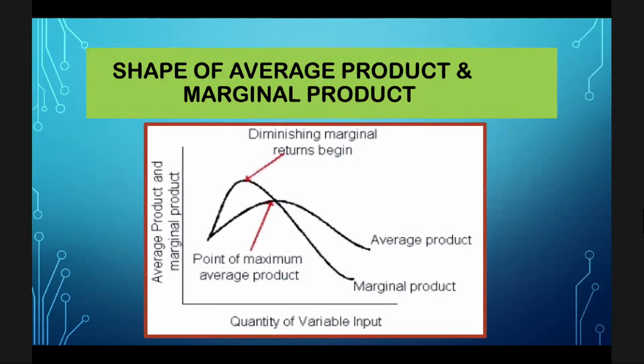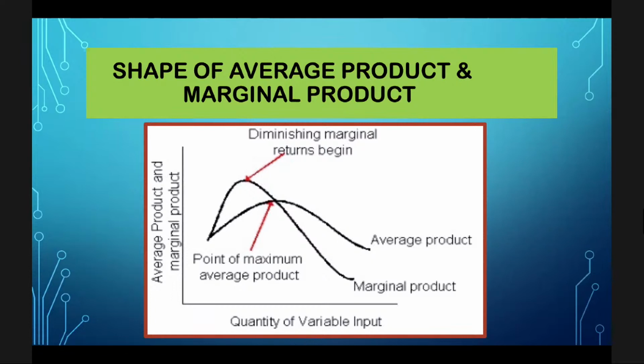Look at the previous figure. When MP is greater than AP, till here, AP is rising. When MP is equal to AP, the point of intersection, AP is maximum. And when MP becomes less than AP, AP starts falling. The marginal becomes less than average, average starts falling.